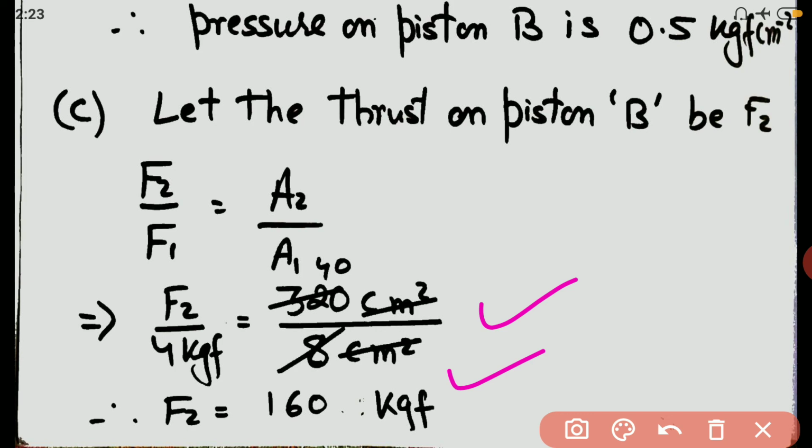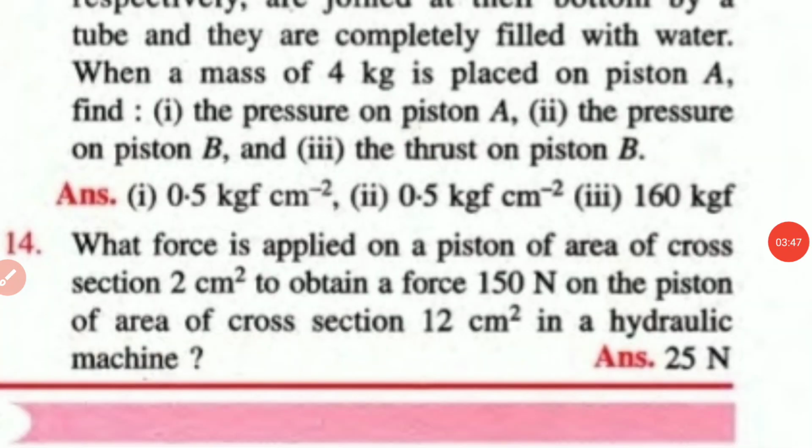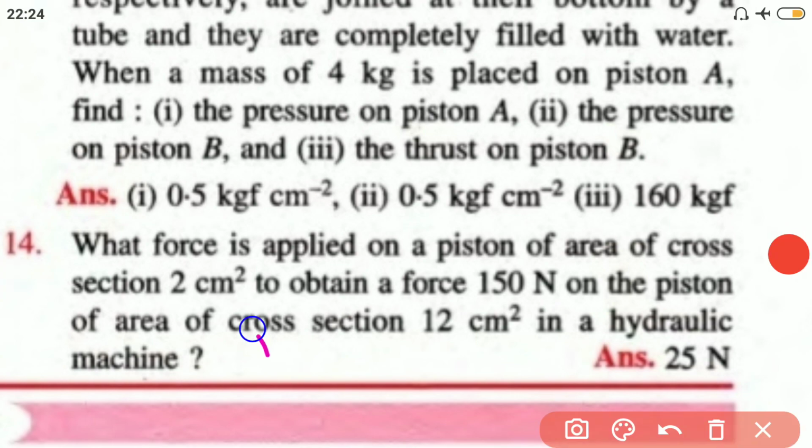Now let us go to the next question, which is question number 14. The last question from exercise 4A is your homework again. Please try to do it by yourself.